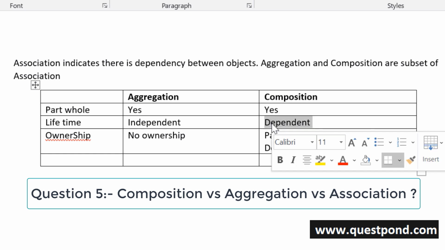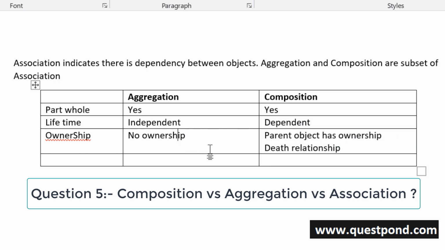But in case of composition, it cannot be. One of the words which you can use in composition is the death relationship. The death relationship says that when one object goes off, the other object also goes off, right? So you can use these kinds of vocabularies to emphasize your knowledge.